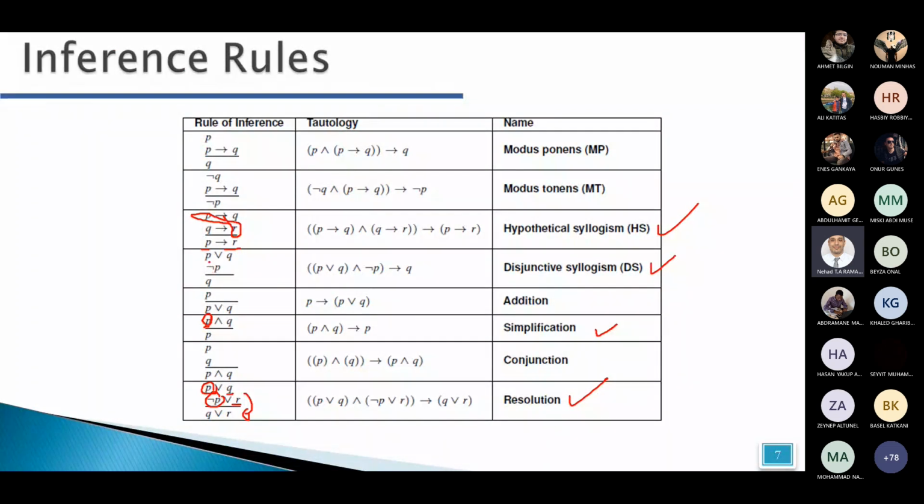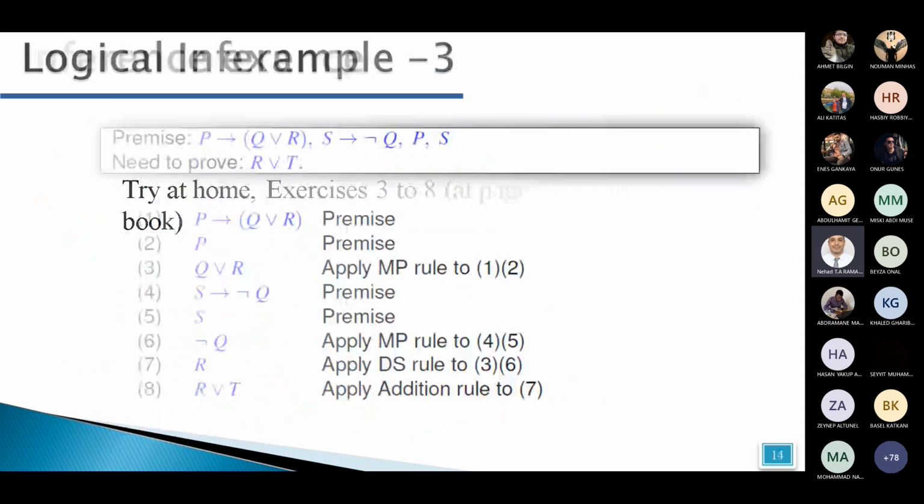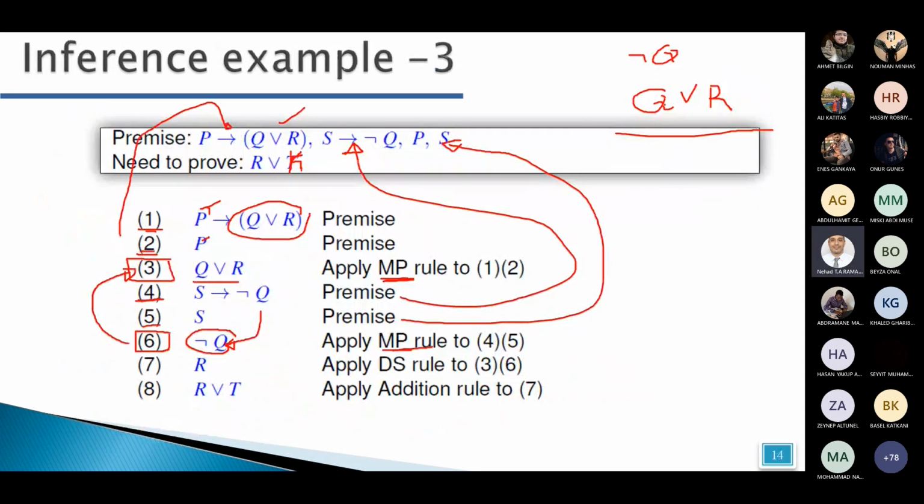The DS rule says if we have P or Q and we have not P together, we can get Q. So same idea here. We have not Q and we have Q or R. Take these together, you can get R. So applying the DS rule on statement 3 and statement 6, we can get R. But we need R or K. Okay, we can get R or K.